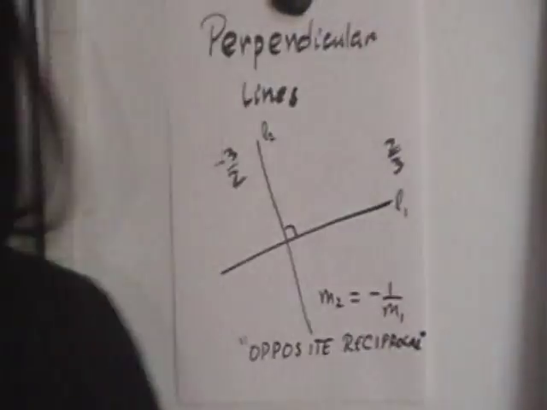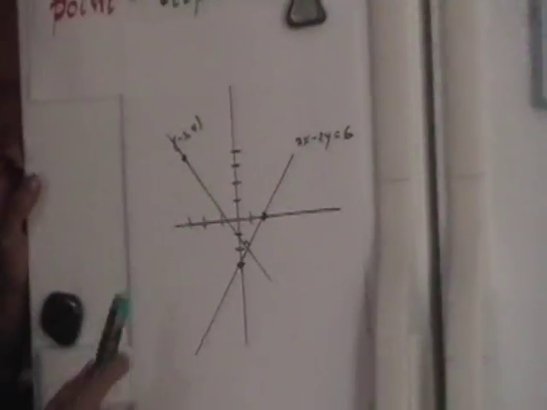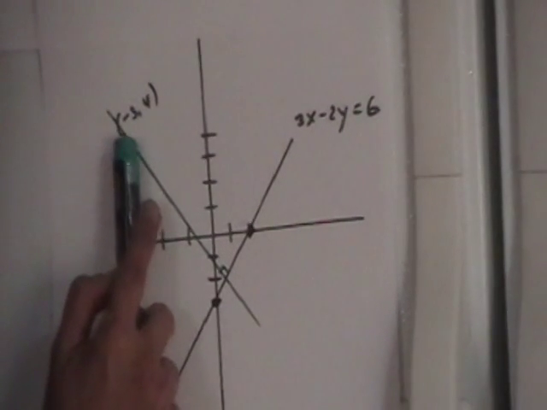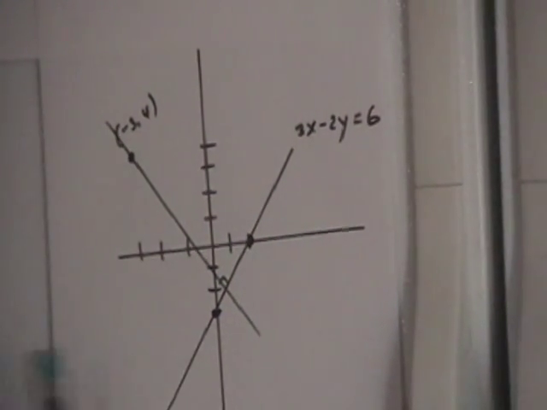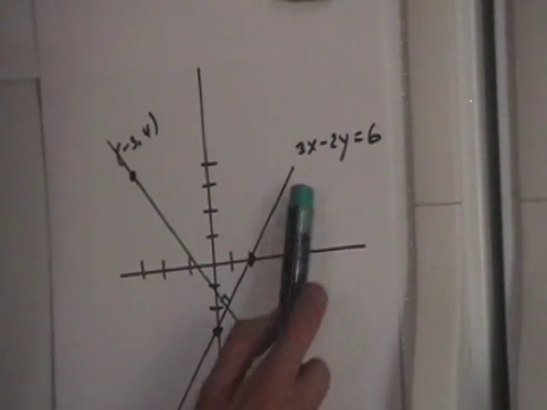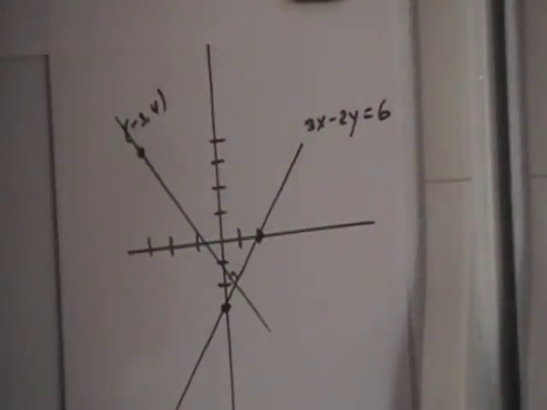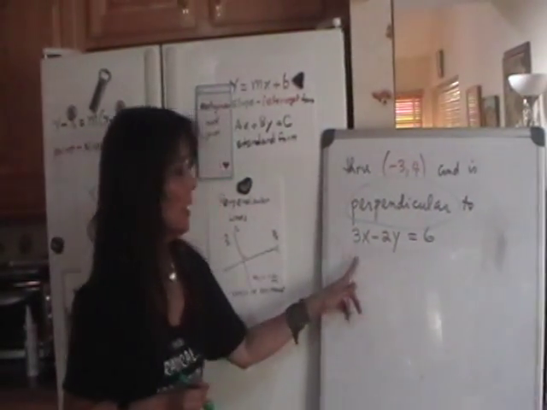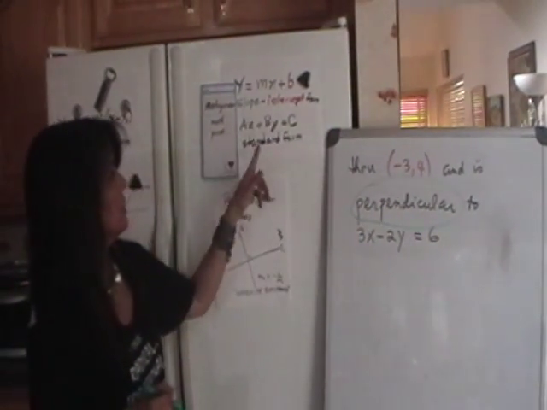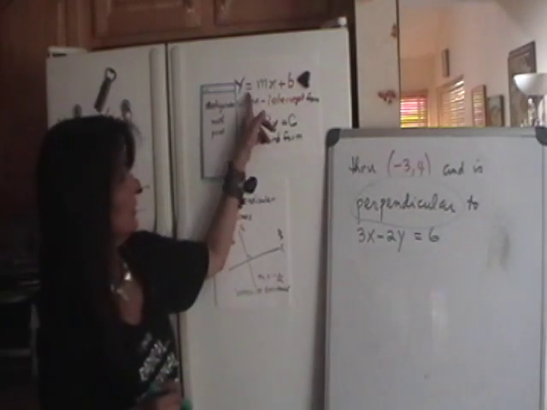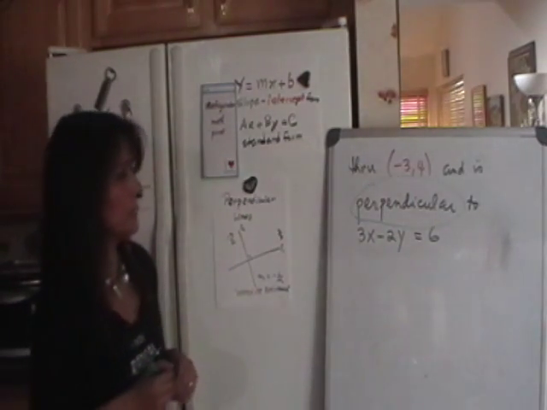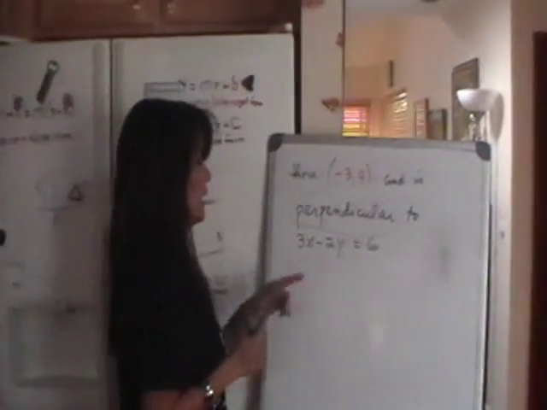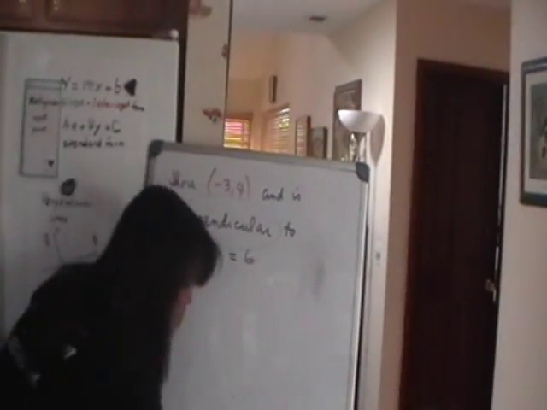So the scenario we have for this problem is, I have a line that goes through the point negative 3, 4, and I want that line to be perpendicular to this given line, 3x minus 2y equals 6. So what I need to do is find the slope of this line. However, this line is given in standard form, so it's not given in the form y equals mx plus b. So I need to isolate y first, okay?